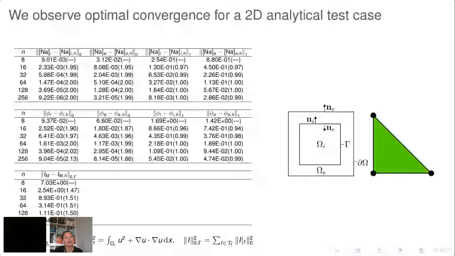And we have measured the error in the L2 norm and the H1 norm, and we observe rates of 2 and 1 respectively for the variables living in omega E and omega I, which is what we expected a priori.